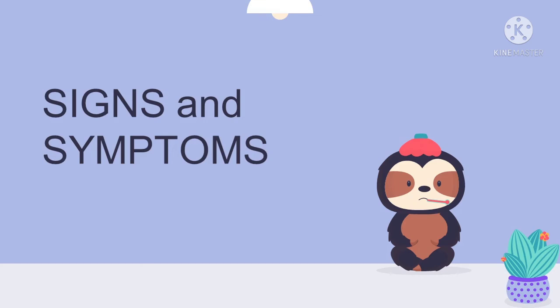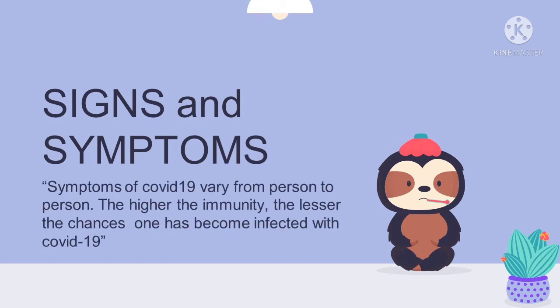So let us proceed to signs and symptoms. Symptoms of COVID-19 vary from person to person. The higher the immunity, the lesser the chances one becomes infected with COVID-19. Most people infected with the virus will experience mild to moderate to severe symptoms. Symptoms may appear 2 to 14 days after exposure to the virus. So in this presentation, symptoms are categorized into 3: the most common, the less common, and the serious symptoms.